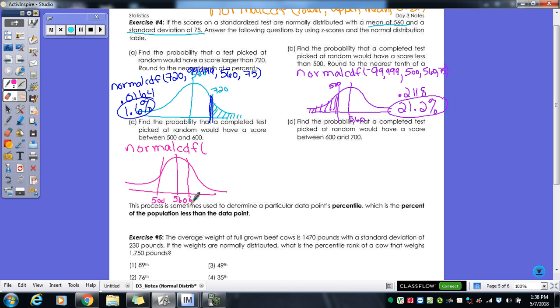Our lower bound is 500. Our upper bound is 600. We're trying to figure out what's the percentage that we're going to get in between the two of them. So lower bound 500, upper bound 600. Average is 560. Standard deviation is still 75. So go ahead, type that in if you haven't already.